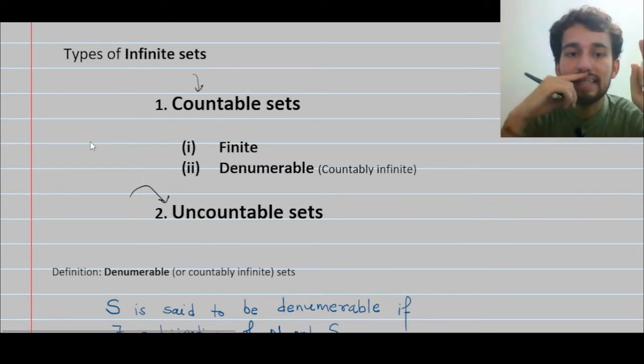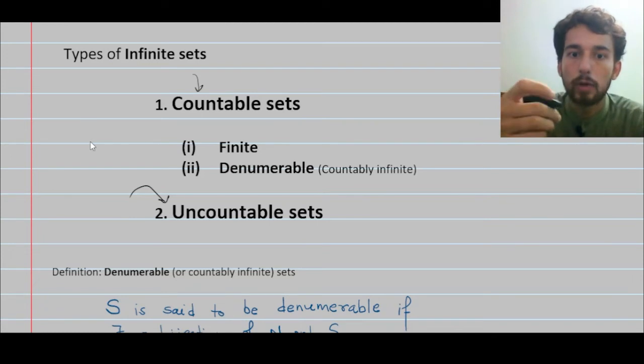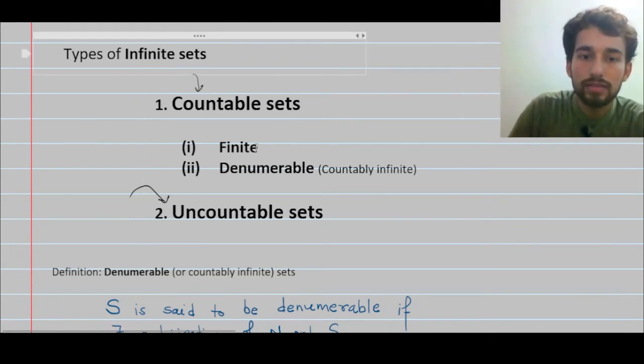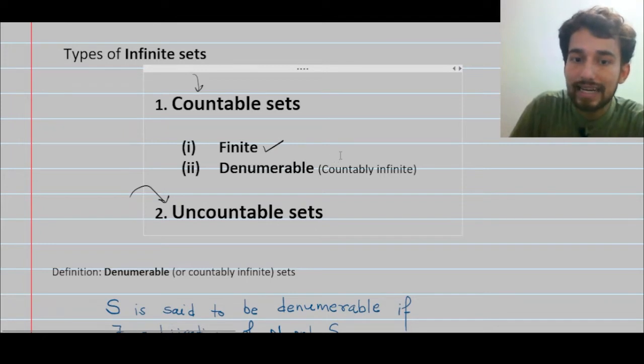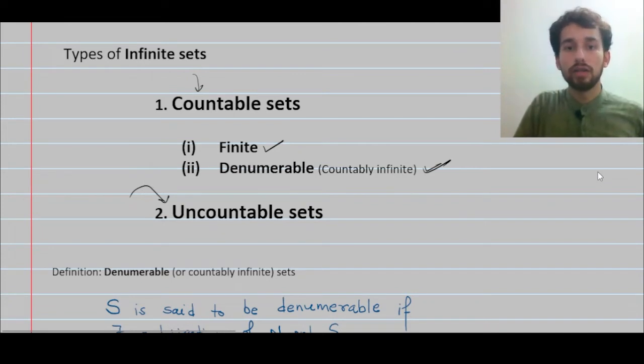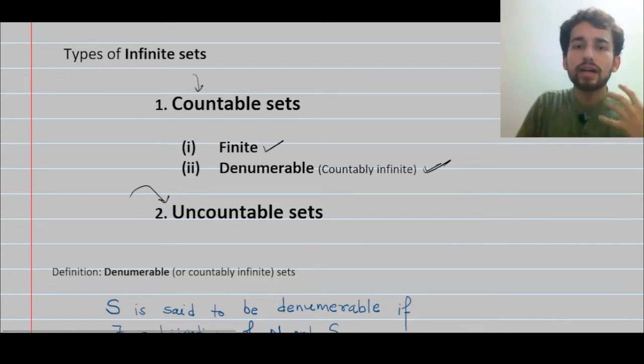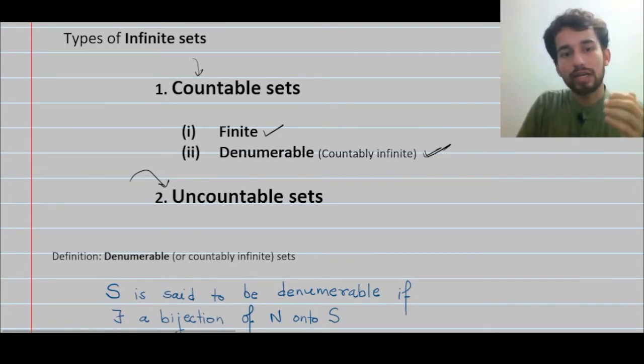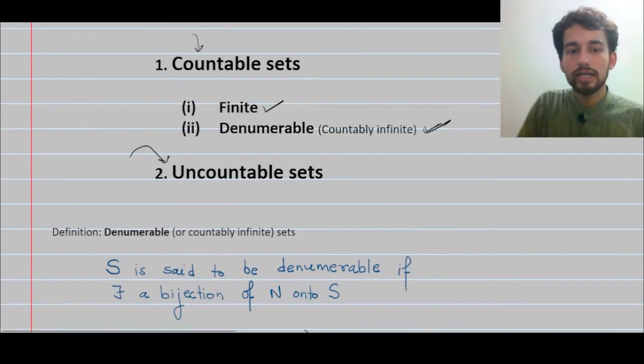Now in the first category, we have two subcategories again. If you see here, the first is a finite set, and the second one is very important for us: denumerable sets, which some authors also call countably infinite. So again, to repeat, broadly there are two types of infinite sets, countable and uncountable. Countable is further divided into two subcategories. Finite, we have already covered what we mean by a finite set. It is either empty or it has exactly n elements. Now let's study what are denumerable sets or countably infinite sets.